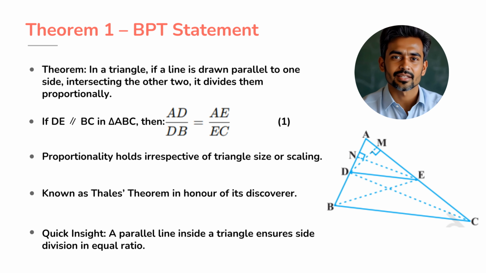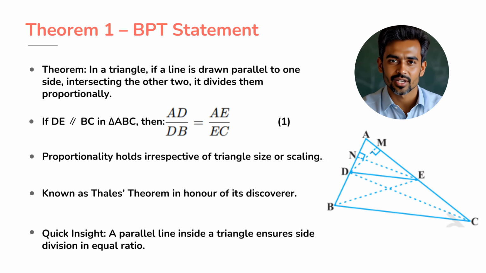What's amazing is that this proportionality holds true no matter how big or small the triangle is. Scale the triangle up or shrink it down, the ratios stay the same. That's the beauty of geometry. The relationship is size independent. This result is honored in the name of Thales of Miletus, the Greek mathematician who first observed these truths more than 2000 years ago. In fact, this theorem became one of the cornerstones for modern similarity theorems.